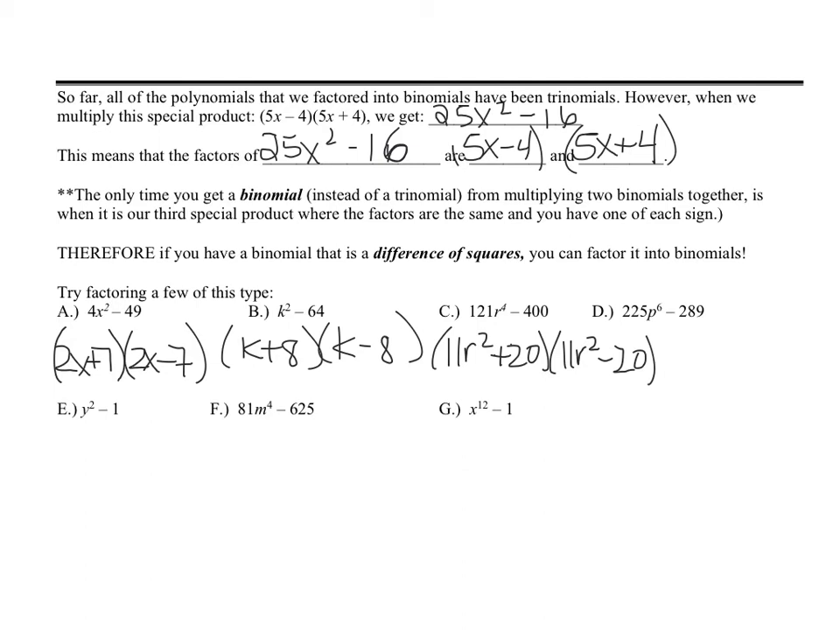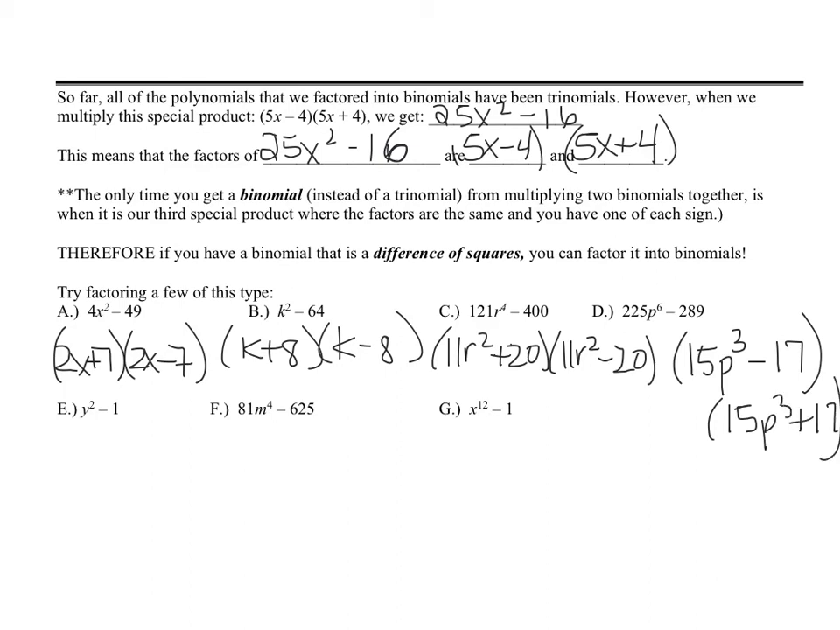So look, this first one, 225p to the 6th, isn't that a perfect square? It is. We can break 225 into 15 times 15. So this is going to break into 15p to the 3rd. Well, 289 is 17 times 17. See, again, reasons we need to know perfect squares. So 15p to the 3rd minus 17 and 15p to the 3rd plus 17 is going to work out.